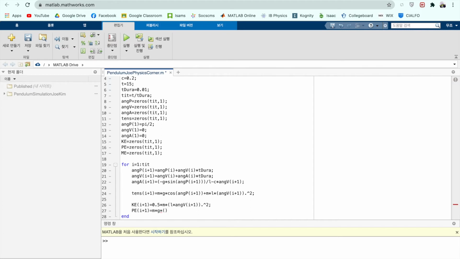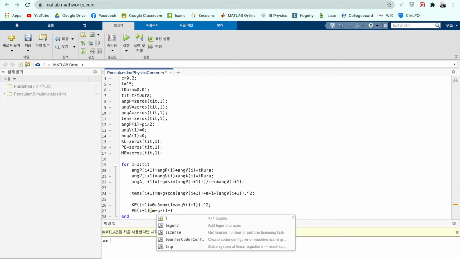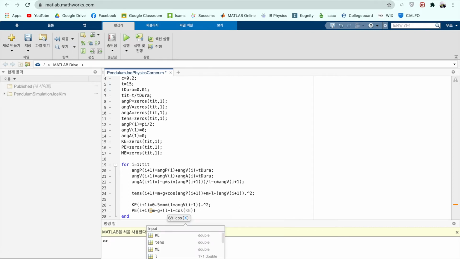Now for the height, I'm going to say that the maximum height is going to be equal to the radius, because it starts at pi over 2. So the height will be the maximum height, which is the radius minus L times, using Pythagoras, cosine of theta, which is angular position.